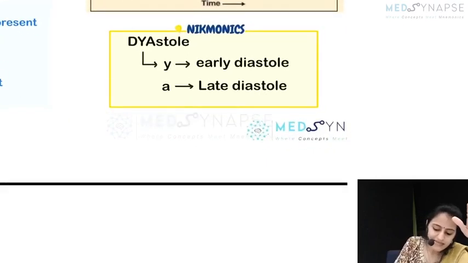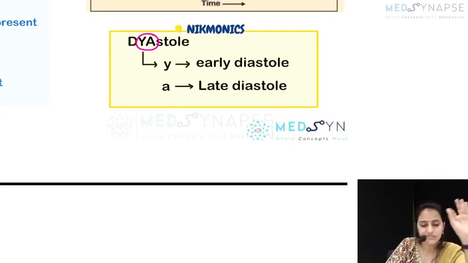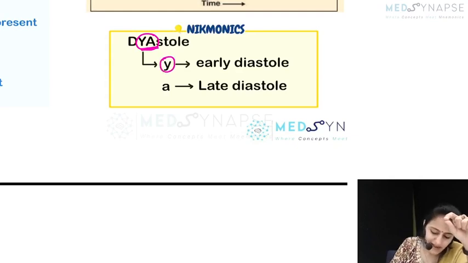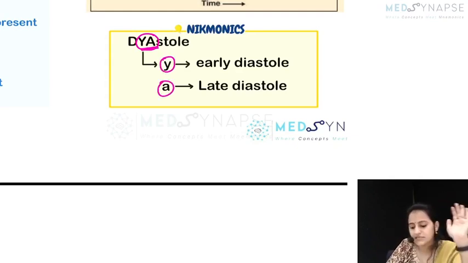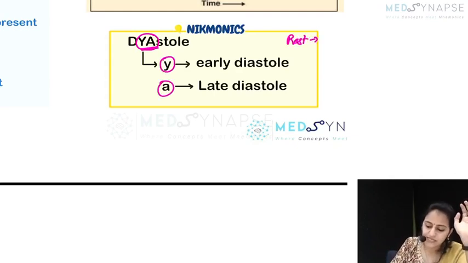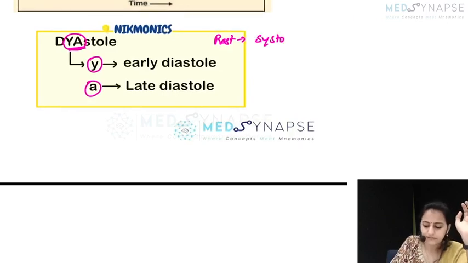Now, if you don't want to memorize all this and just want to remember with tricks: what do you see in diastole and what do you see in systole? Write it as diastole. It is the Y and the A that you see in diastole. The rest of it you see in systole.